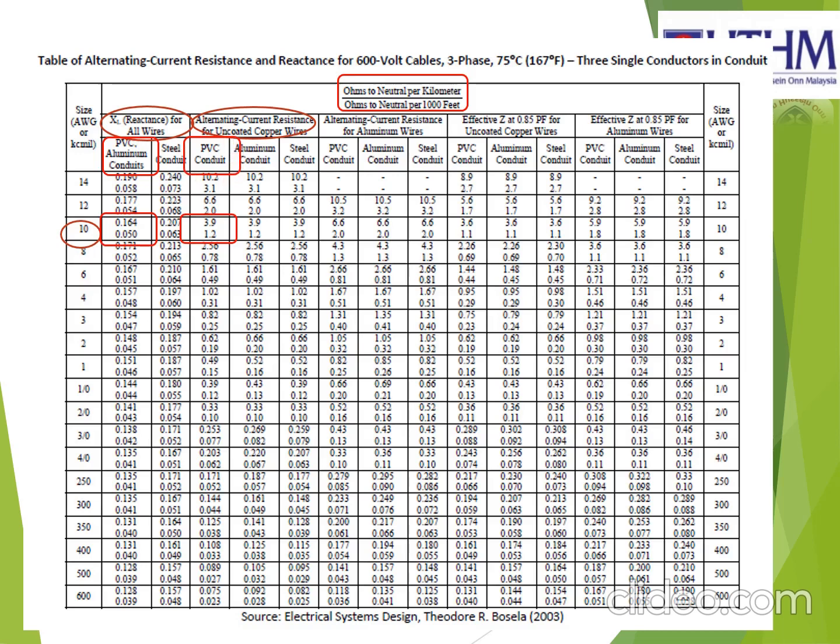So next we select the value here. This one is the value of XL, and this one is the value of RL. And then from the example, the length given is in feet. So we refer here, from this legend, feet is the lower one. So we select the value 0.050 for XL, and 1.2 for RL. That is the value per 1000 feet.